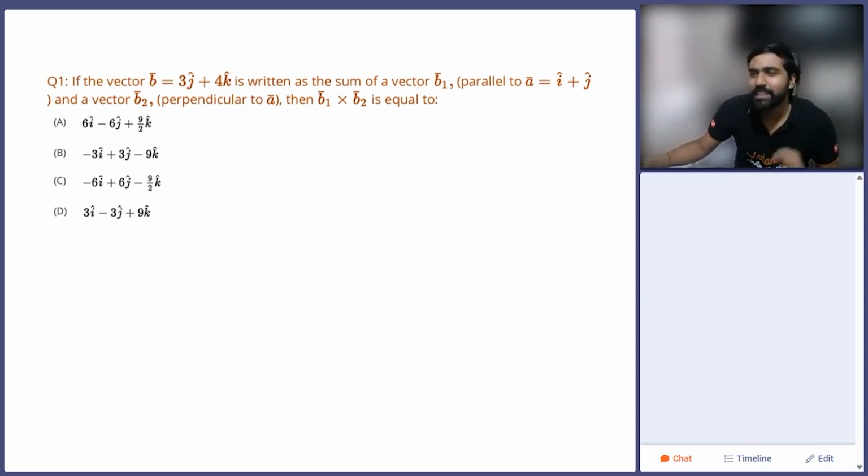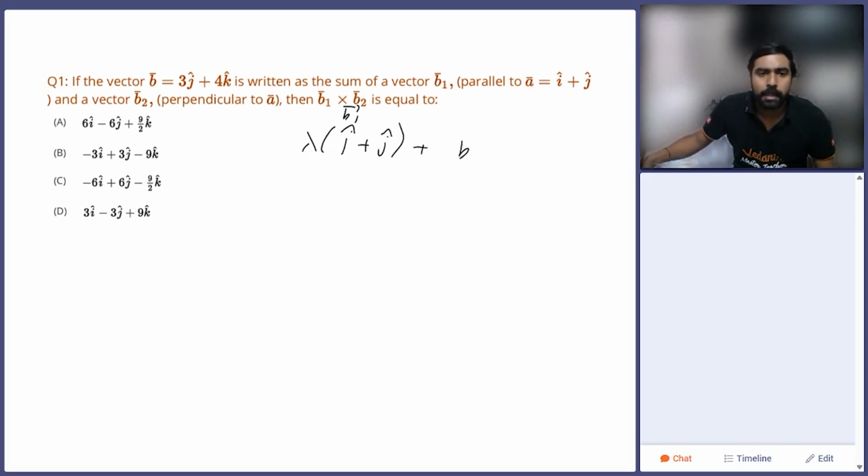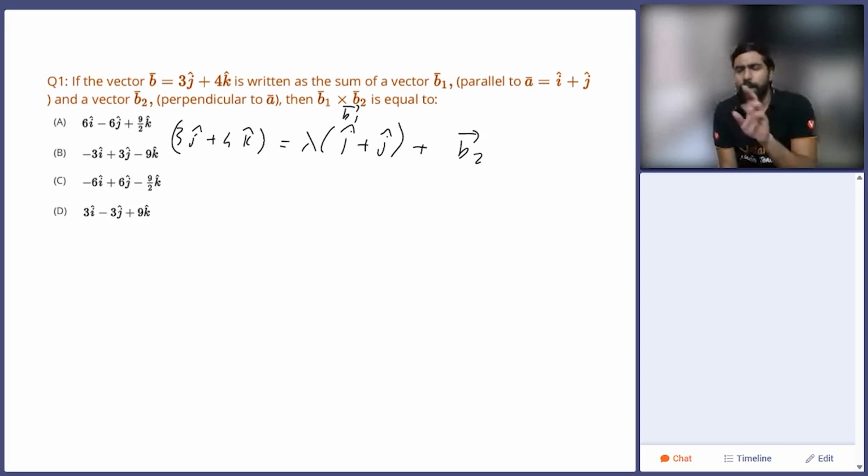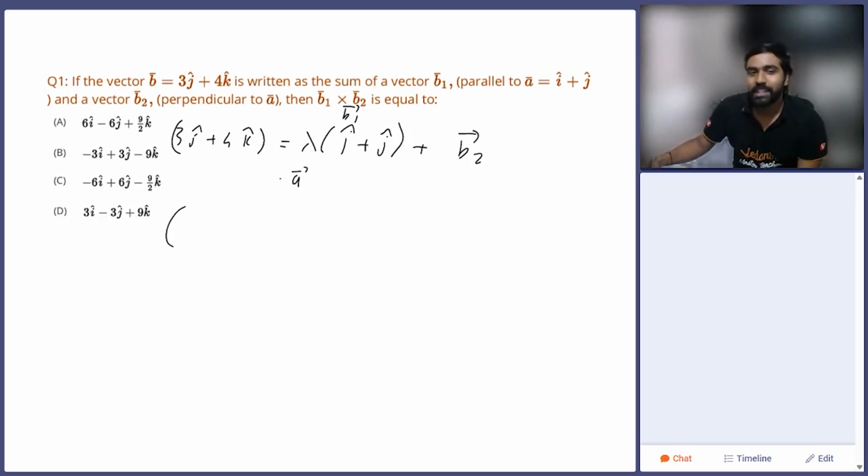This is a very easy, standard type of question. Your vector B is written as a sum of vector B1, which is parallel to i cap plus j cap. So basically, I can say that it is parallel to i cap plus j cap. I can write it as lambda times i cap plus j cap. This is my B1 vector. Okay? And there's a B2 vector which is perpendicular to A vector over here. Okay, so 3j cap plus 4k cap, I can say it is equal to lambda times i cap plus j cap plus B2 vector, right? Lambda times i cap plus j cap is the B1 vector. Now, if I take a dot product of A vector on both the sides, what will I get over here?